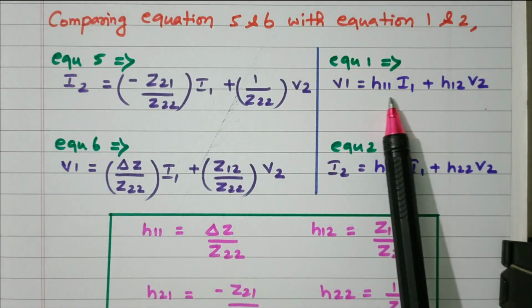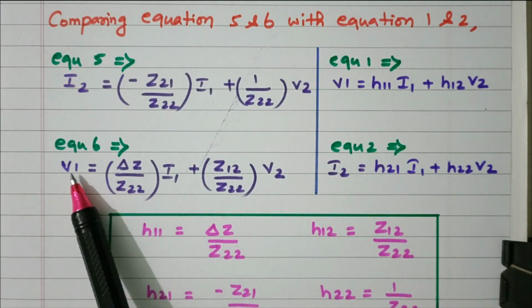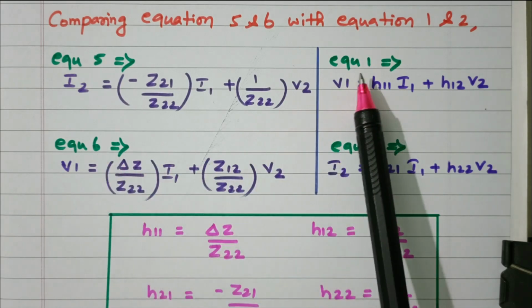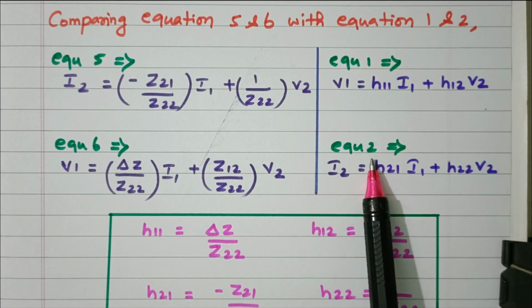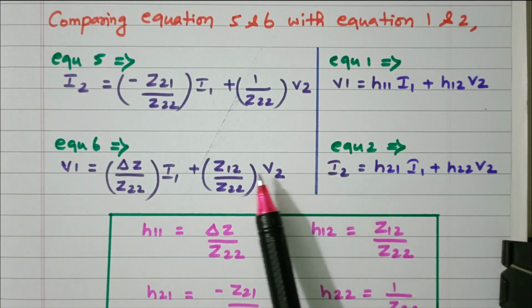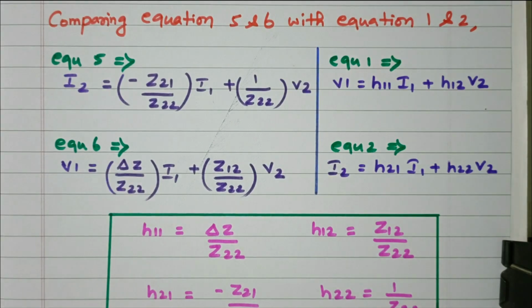That is nothing but the hybrid parameter equation. V1, I2. Here V1 is available, and here also V1 is available. So we can compare equation 6 and equation 1. Similarly, equation 2 and equation 5, where we have I2. So first we will compare equation 1 with equation 6.